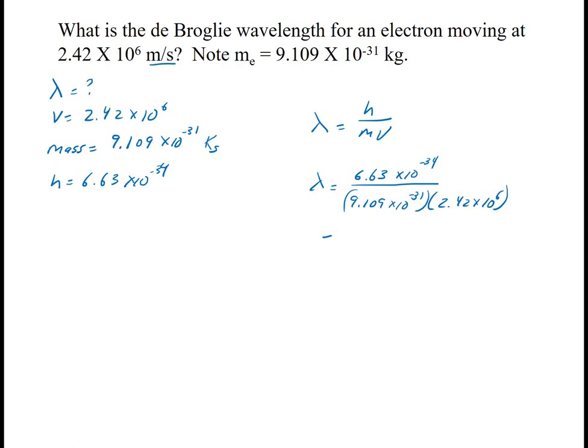So again, pause your video and make sure that you can enter this into the calculator correctly. And when you do that, you get 3.01 times 10 to the minus 10th, and the units is meters. And visible light is 4.0 times 10 to the minus 7th to about 7.0 times 10 to the minus 7th meters. So this is below visible light, probably down in the UV range.